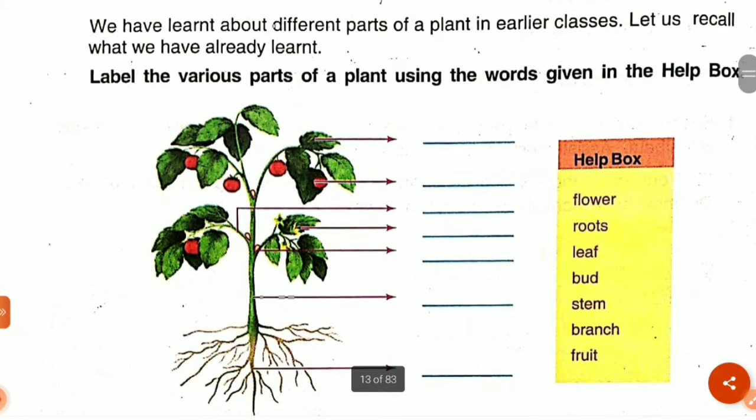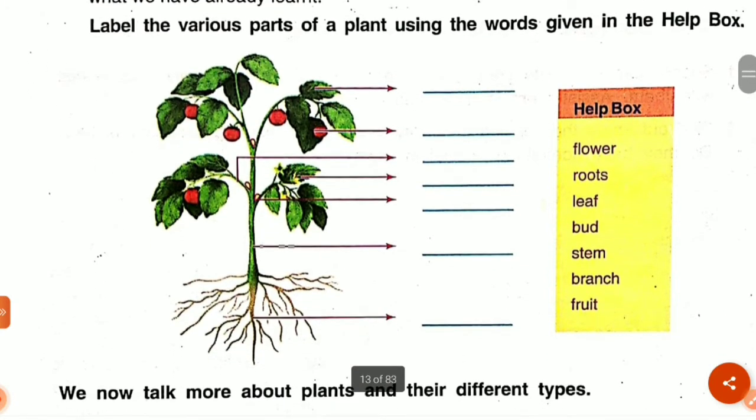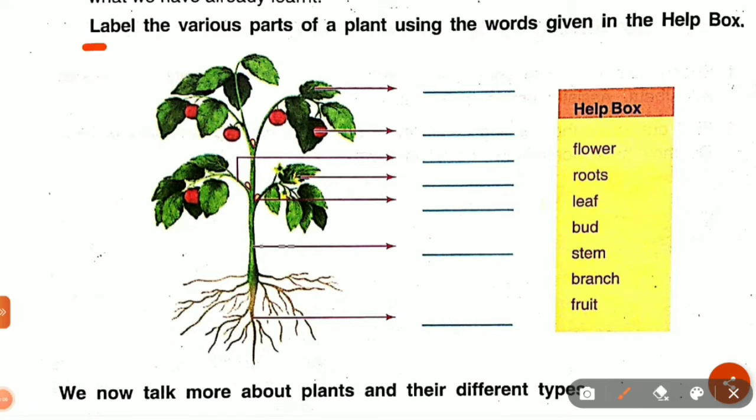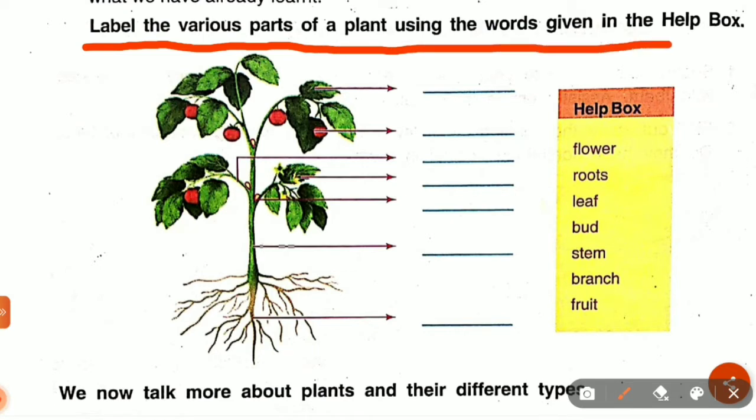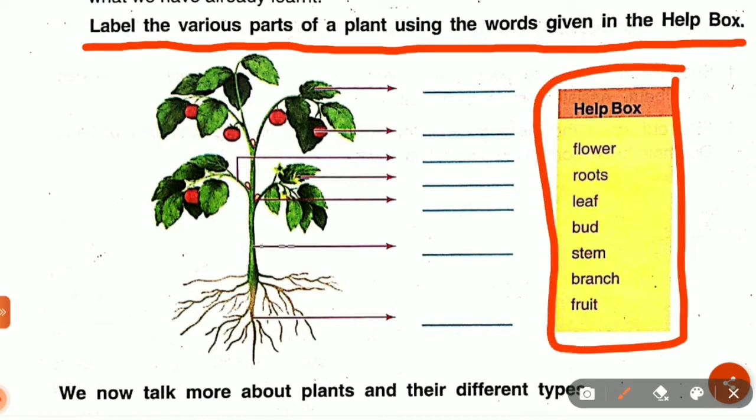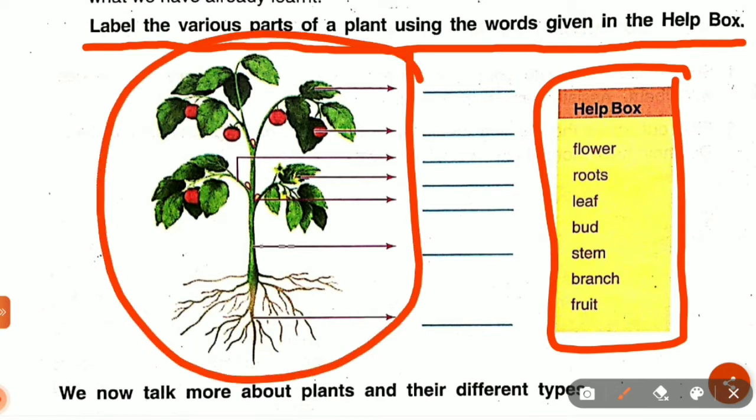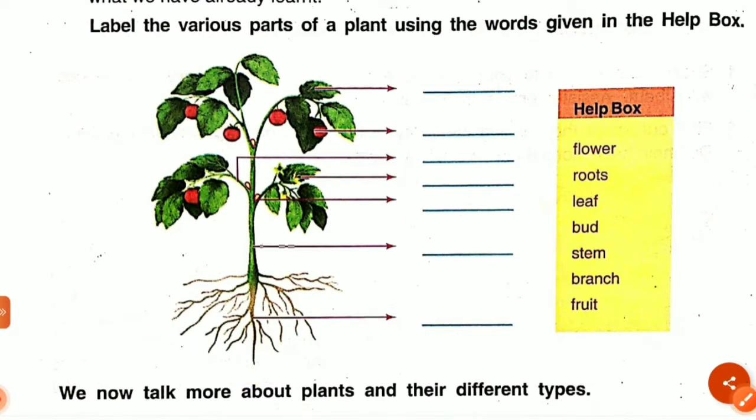Now there is a plant here. The picture of a plant is given. Label the various parts of a plant using the words given in the help box. So here is the help box. Now we need to match this help box to this plant. So can we do this? Okay, so what is the first?